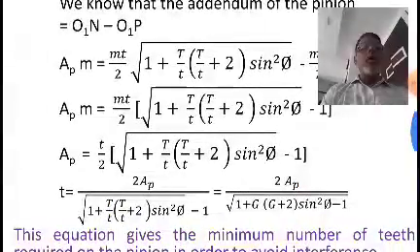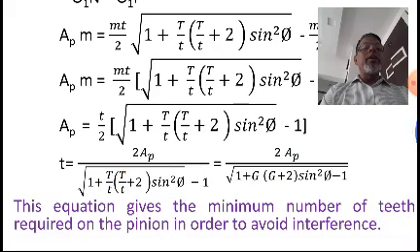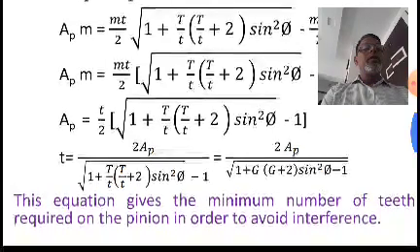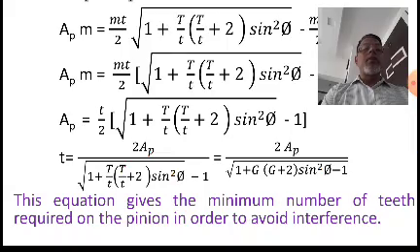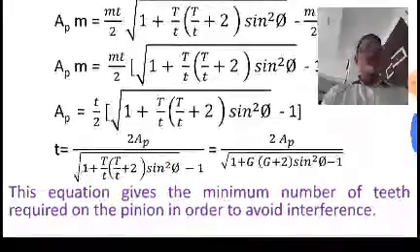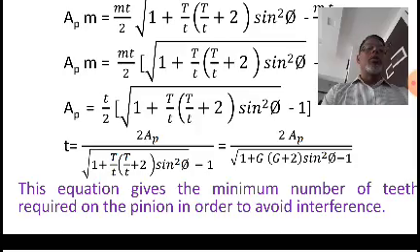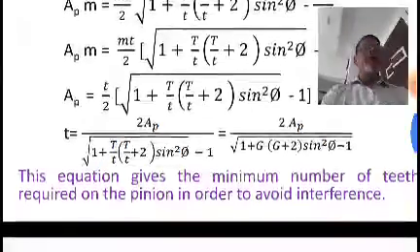minus 1. Now from this you can write small t equal to 2 times AP divided by under root of 1 plus T by t, inside the bracket T by t plus 2 sin square phi, minus 1. Now again we can write this equation in terms of the gear ratio. Capital T divided by small t is the gear ratio G. So 2 times AP under root of 1 plus G, inside the bracket G plus 2, sin square phi, minus 1. This equation gives you the minimum number of teeth required on the pinion in order to avoid the interference.